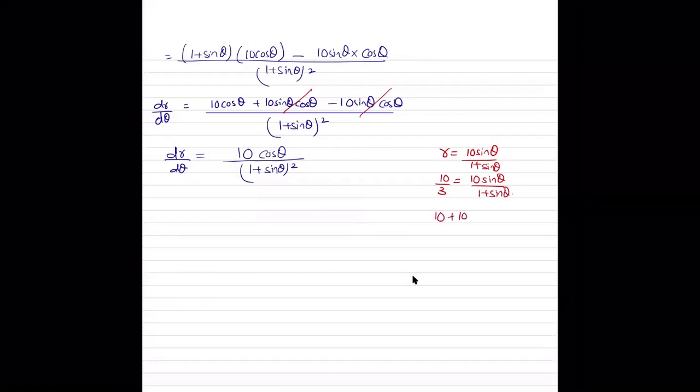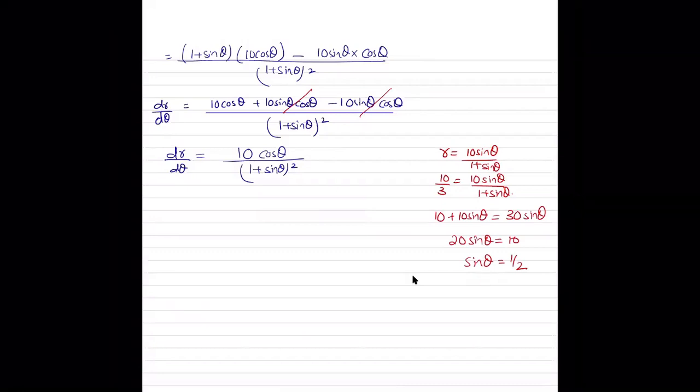So 10 plus 10 sine theta is equal to 30 sine theta. 30 sine theta minus 10 sine theta is 20 sine theta. That is equal to 10. So sine theta is 10 upon 20, which is 1 upon 2. So sine theta is 1 upon 2. We can directly use the value of sine theta.